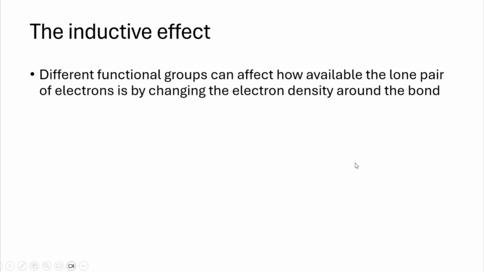Alright, the inductive effect. Different functional groups here can affect how available the lone pair is. Whatever's attached to the nitrogen can actually affect how available that lone pair is going to be, and this is by changing the electron density around that bond.